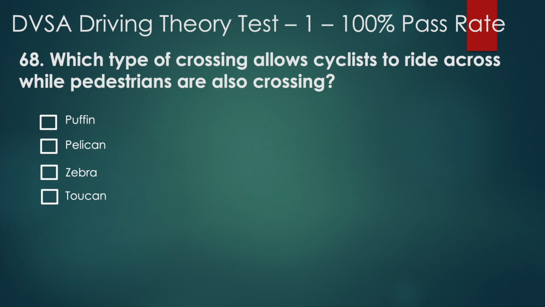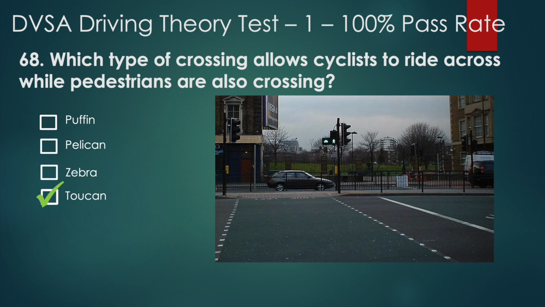68. Which type of crossing allows cyclists to ride across while pedestrians are also crossing? A. Puffin. B. Pelican. C. Zebra. D. Token. And the answer is D. Token. And a sample example has been provided on the right.